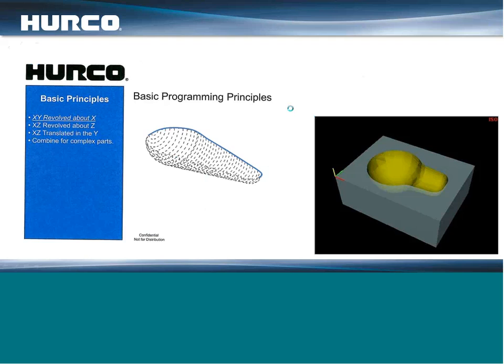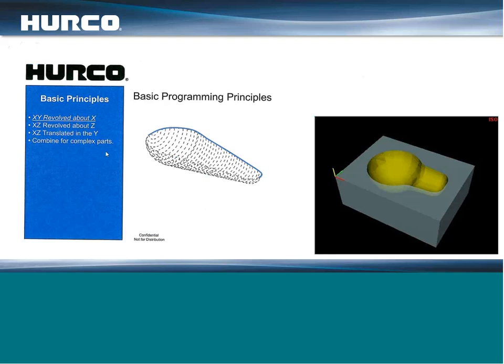Like I mentioned, we're going to start with 3D mold. What you're going to do in 3D mold is you're basically going to define a 2D contour, and you can see I highlighted the geometry here, and then you're going to translate that in some method. You're going to transform that contour into a surface. If you look on the left-hand side of the screen here, you can see the options that we have. We have revolved about X, which would be revolving around the X-axis, revolved about Z, or translated in Y, and of course you can always combine those to make a little bit more complex parts.